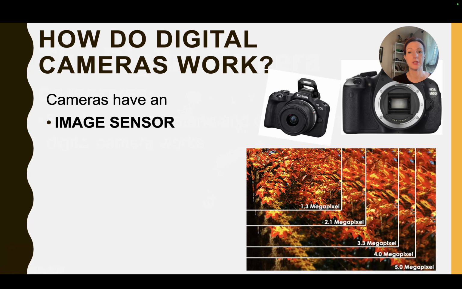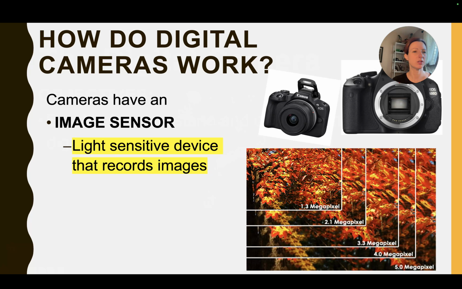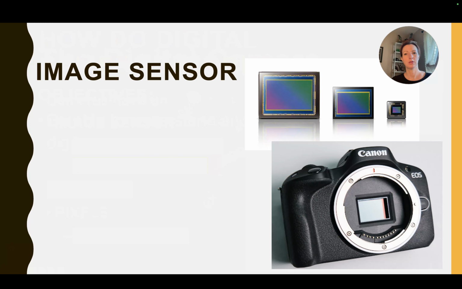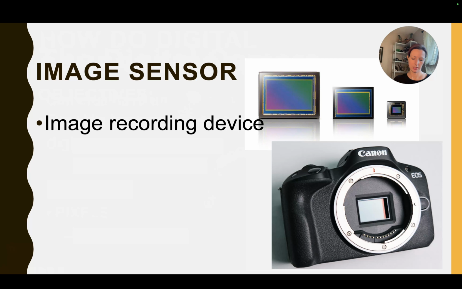So cameras have an image sensor inside of them. It's essentially a big computer chip. It's a light sensitive device that records images, made up of what's known as pixels. Pixels stands for picture elements. So the image sensor, like I said, is an image recording device.